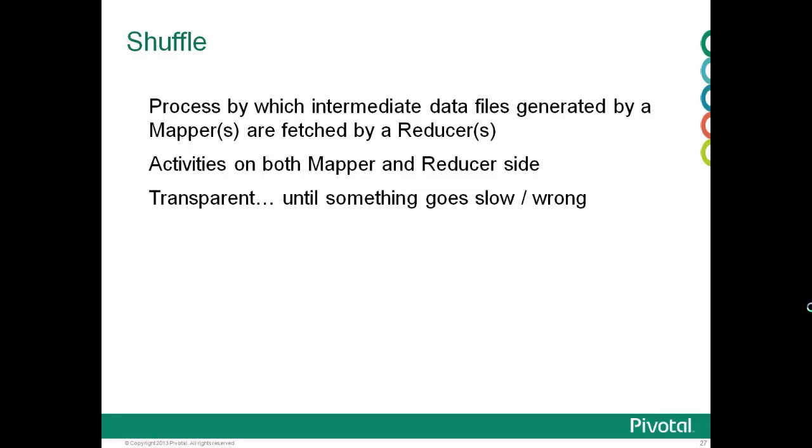The shuffle process is basically the way that the intermediate data files generated by a mapper or mappers are fetched by the reducer or reducers. The shuffle process does have activities that occur on both the map and the reduce side of the process, and this should be totally transparent to all of us as it is part of the infrastructure. That is, of course, until it becomes slow or maybe something actually goes wrong.